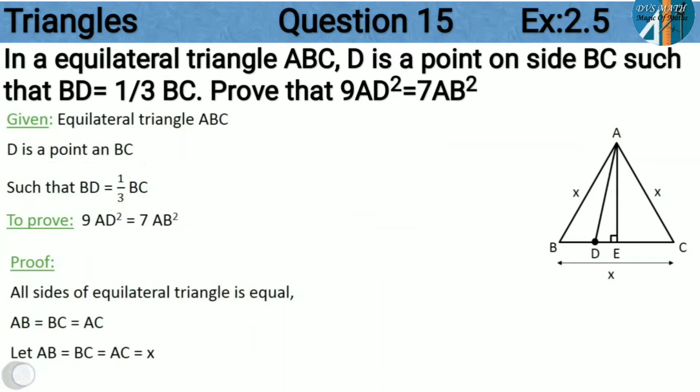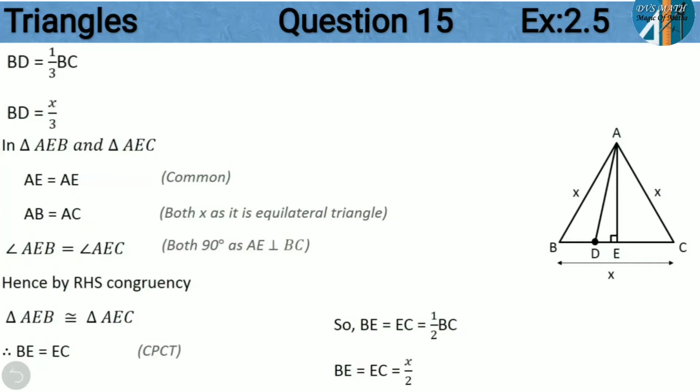All sides of an equilateral triangle are equal. That means AB equals BC equals AC. Here we are taking it as X, because it makes solving simple. So AB equals BC equals AC equals X. Next step, BD is equal to 1 by 3 of BC. So BD equals X by 3, because BC is X, right? If we consider whole BC, it is X. So BD equals X by 3.